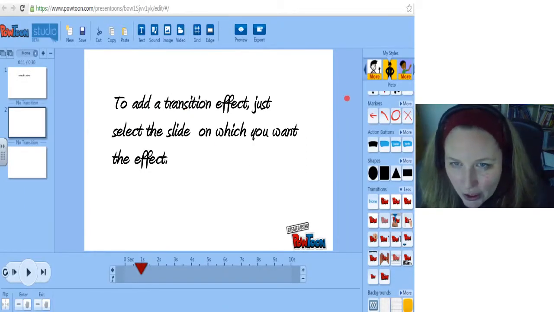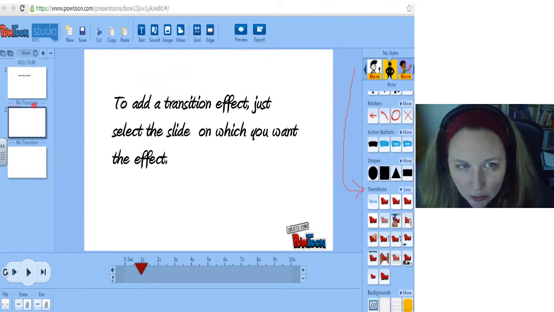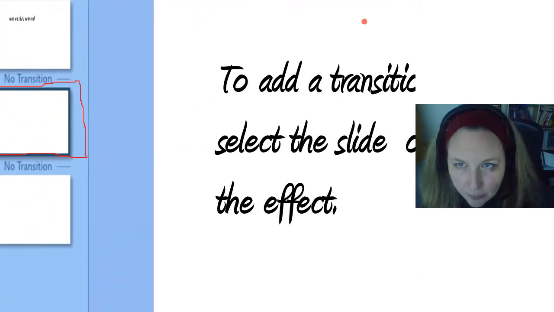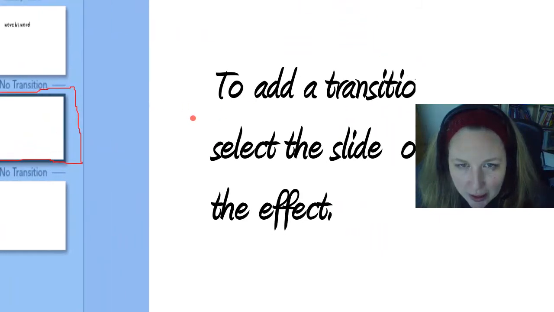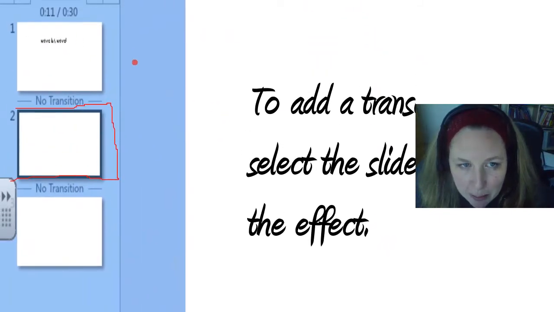Right? So to add a transition effect, you'll notice transitions are here. You just select, make sure this is the one that I want the transition to be on. You'll notice right here in this blank presentation, I don't have any transitions chosen at all, and it tells me that for each slide, no transition, no transition.